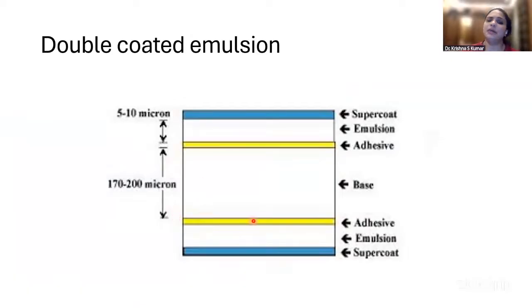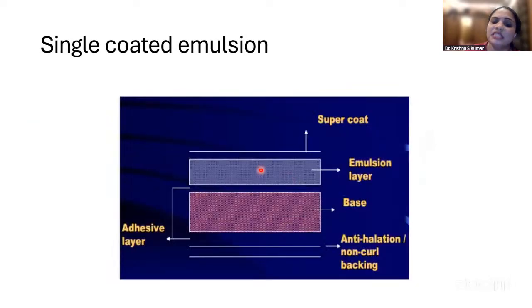So this is a double-coated film. Onto the base, the adhesive attaches emulsion on both sides of the film, whereas in single-coated film, emulsion is attached only to one layer of the base. On the other side, you have an anti-halation layer, which prevents any light leak into the base.